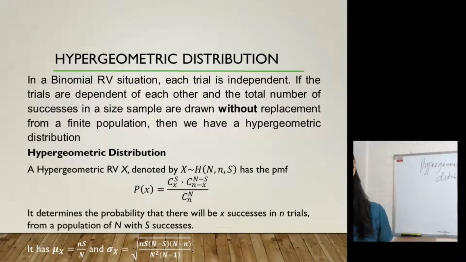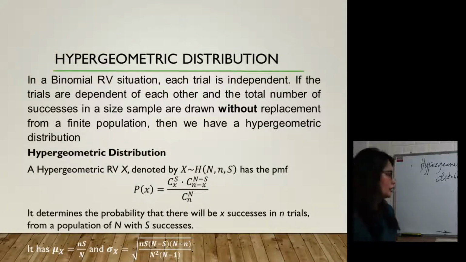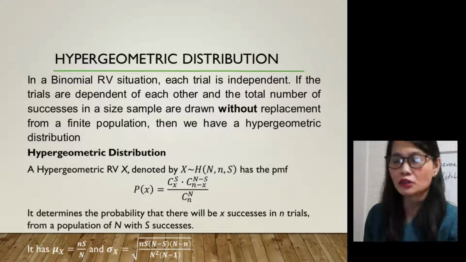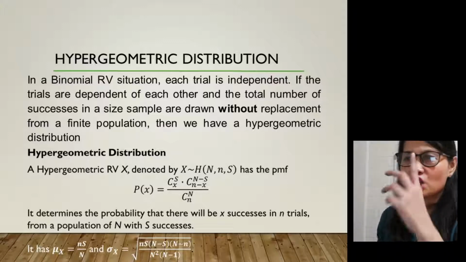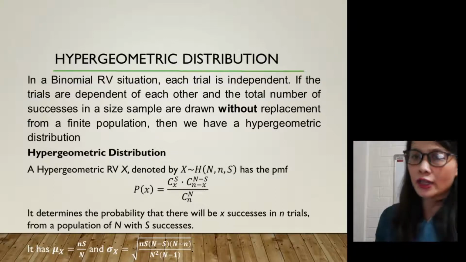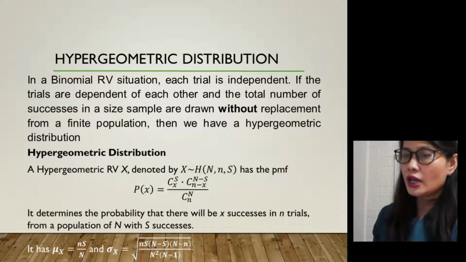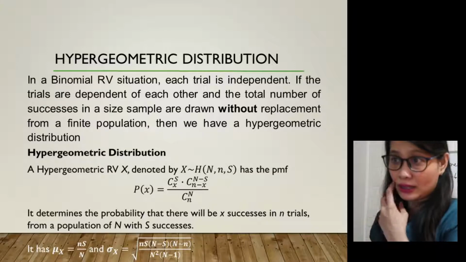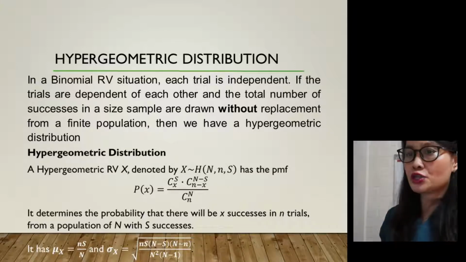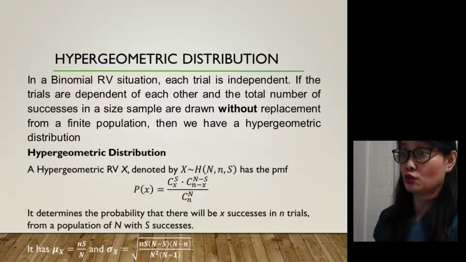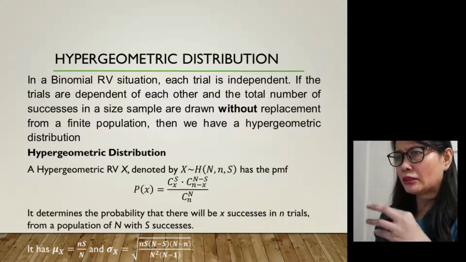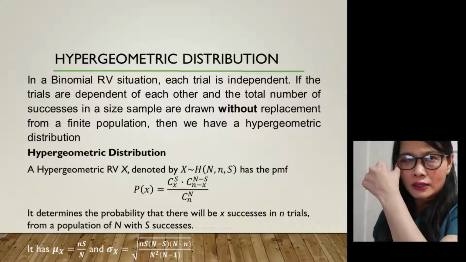So our next topic will be hypergeometric probability distribution. Okay? So hypergeometric distribution is a binomial random variable situation. Each trial is independent. If the trials are dependent of each other, and the total number of successes in a sample are drawn without replacement from a finite population, then we have hypergeometric distribution. In other words, when we say hypergeometric distribution, it deals with a group of people.